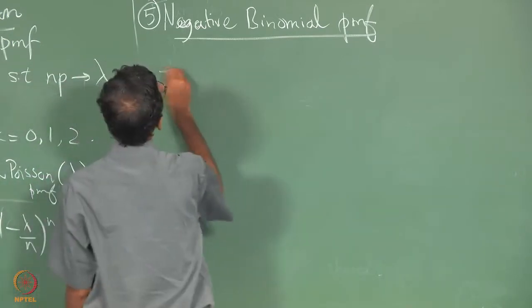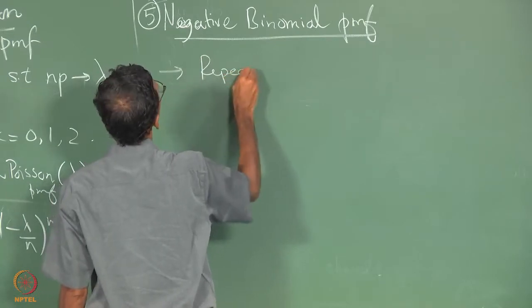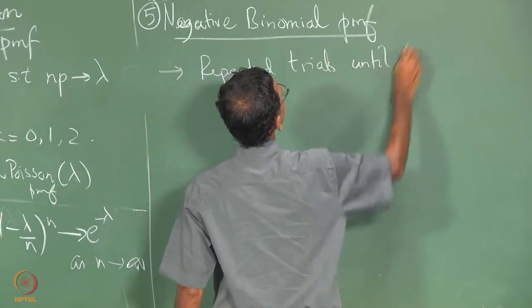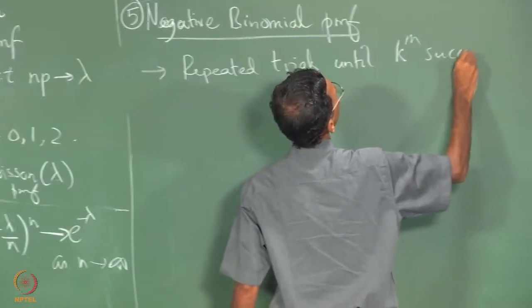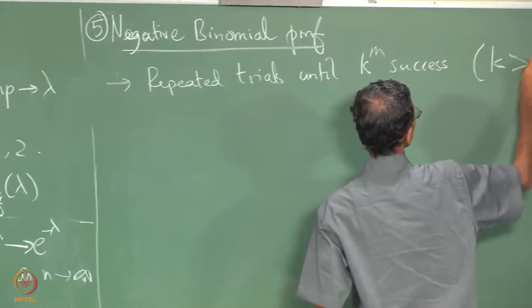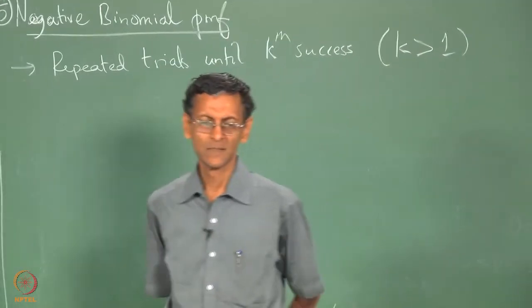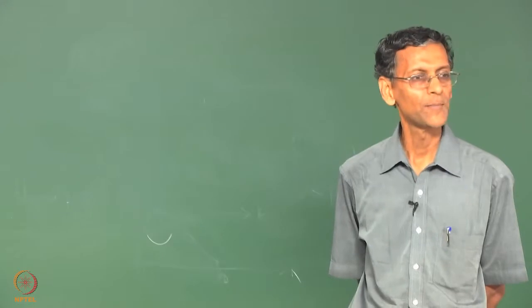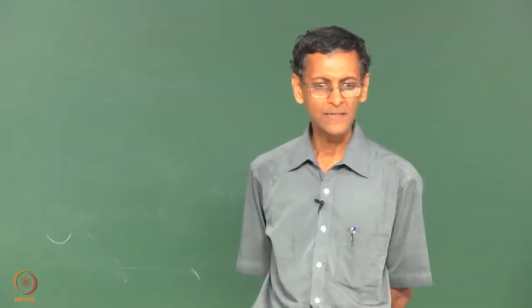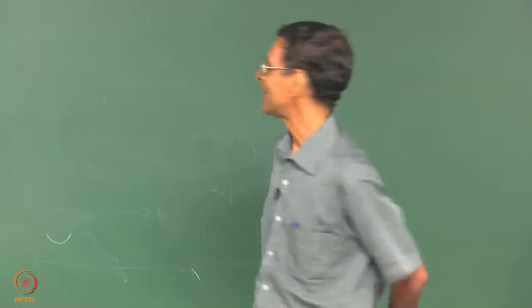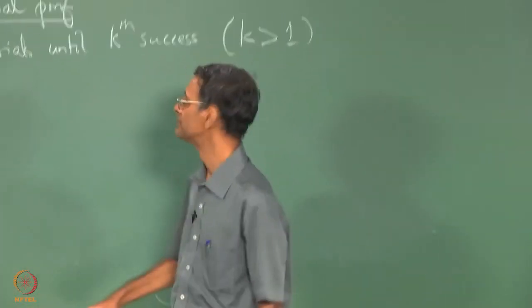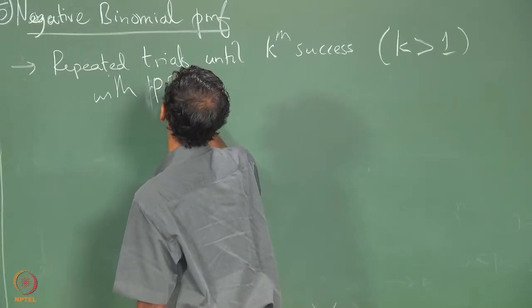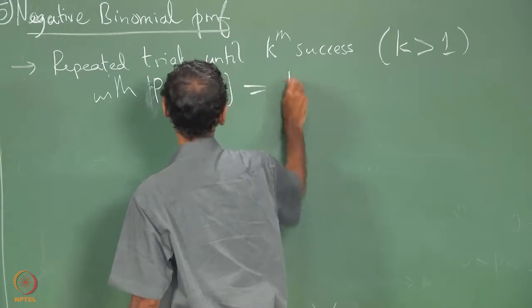This says, right, repeated trials until the kth success, where k is typically larger than 1. If you set k equal to 1, then you are back to geometric. Now I am looking for repeated trials until the second success or the third success or whatever, right. Again, the probability on each success is p. Small p.